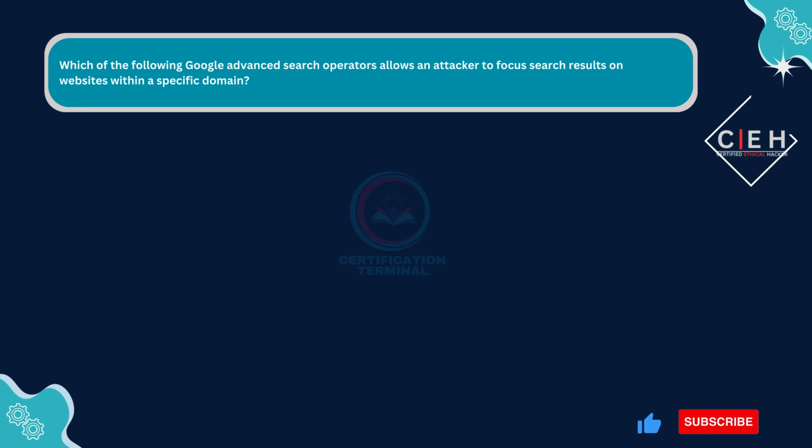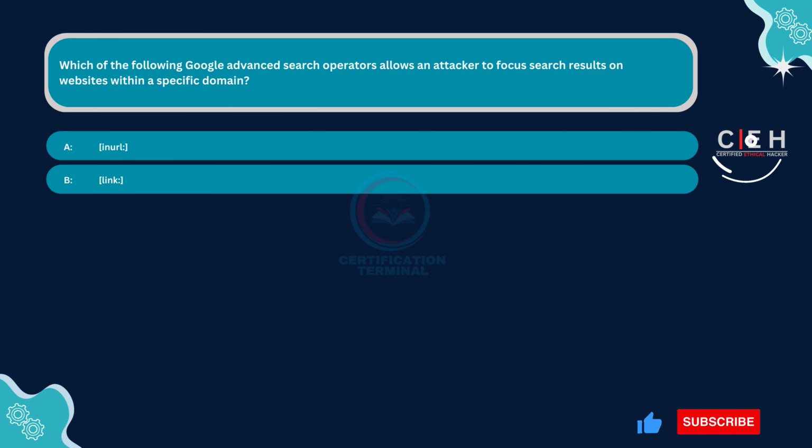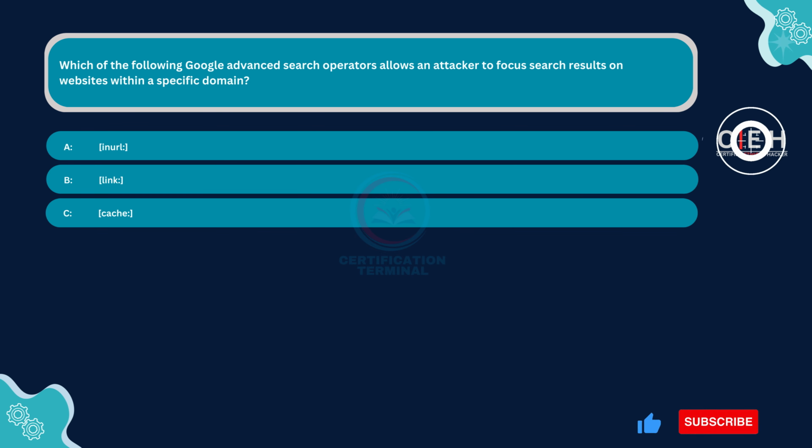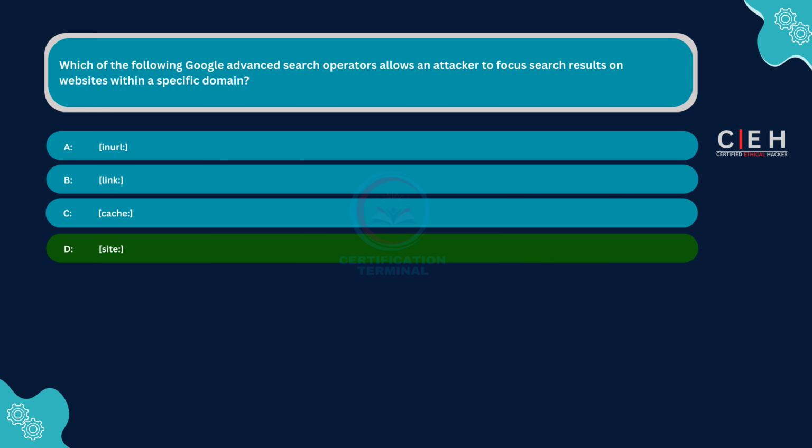Next question. Which of the following Google Advanced Search operators allows an attacker to focus search results on websites within a specific domain? Option A, inurl. Option B, link. Option C, cache. Option D, site. The correct answer is Option D, site.